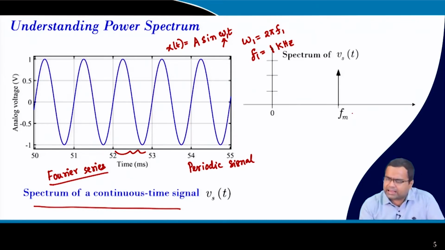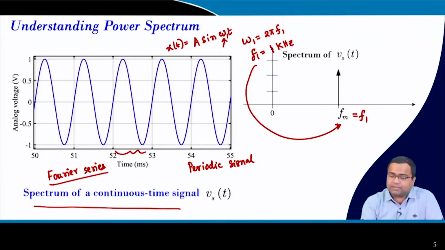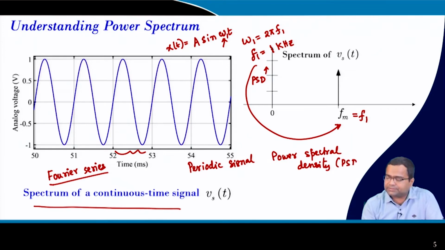And here I can say Fm equal to F1 because this is my injected frequency, and sometimes it is called modulating frequency. So, in the frequency spectrum, what is the y axis? Y axis is the power spectral density. It is called power spectral density. In short form we write PSD.